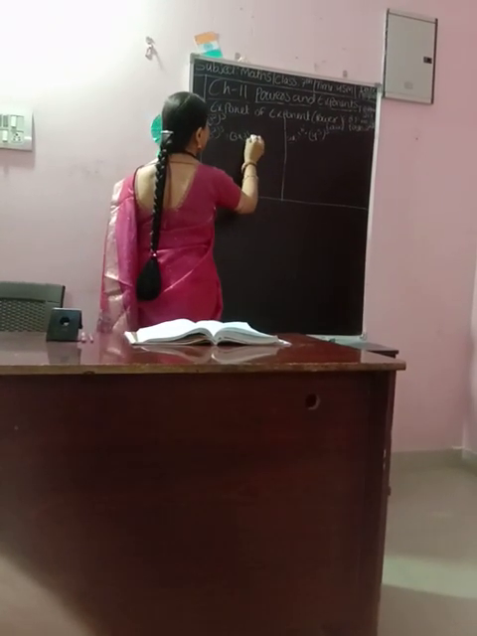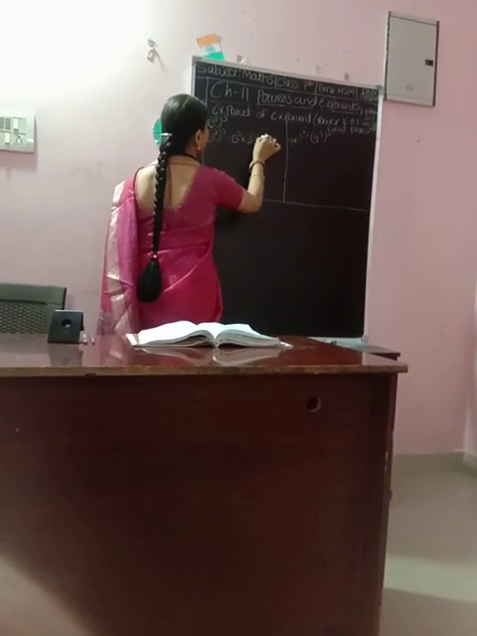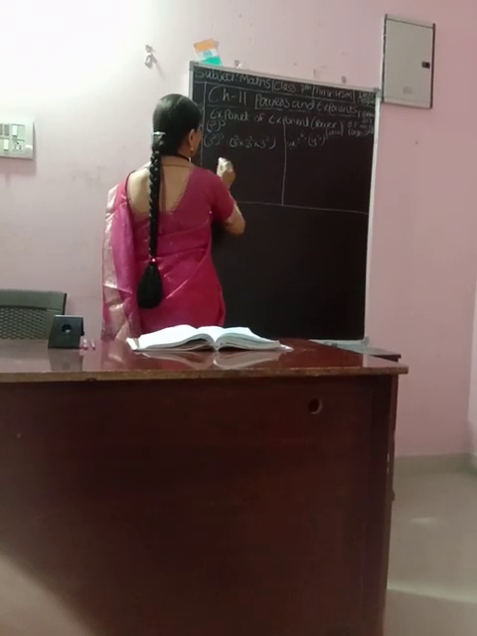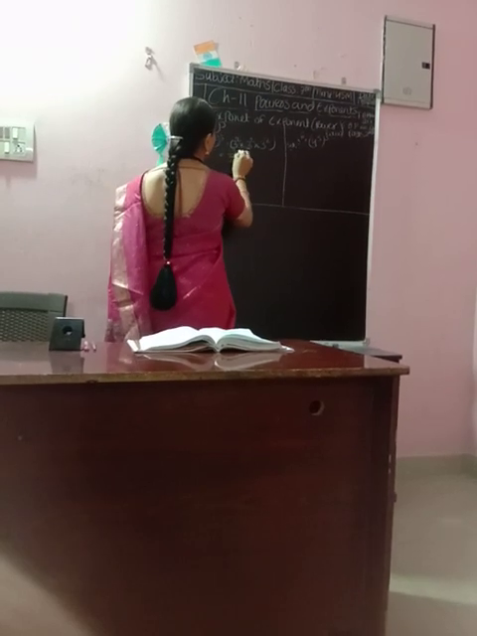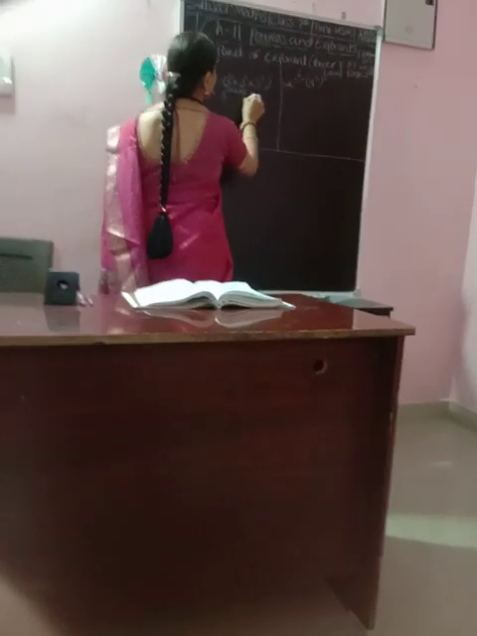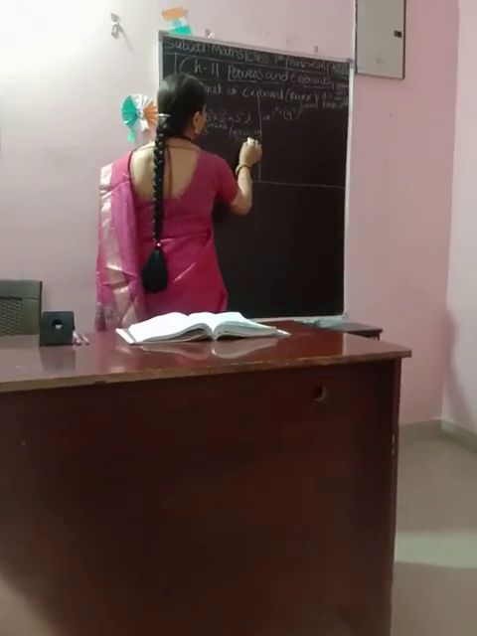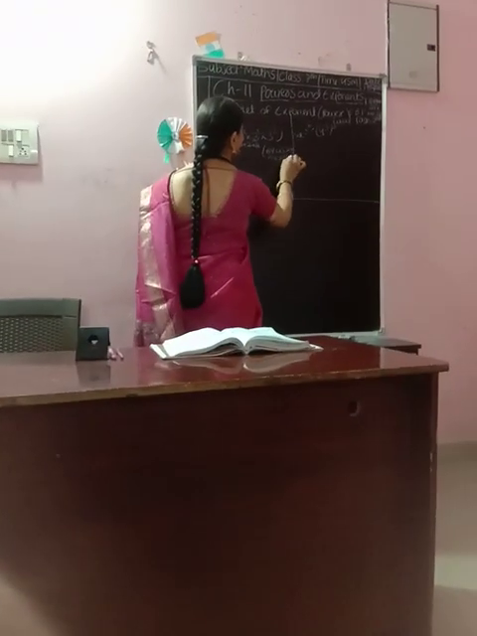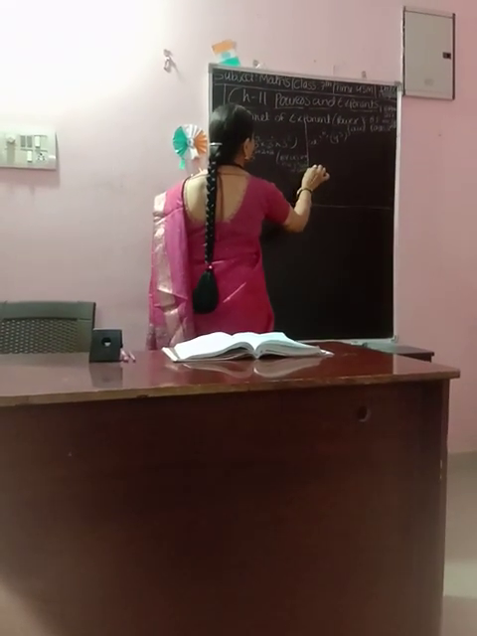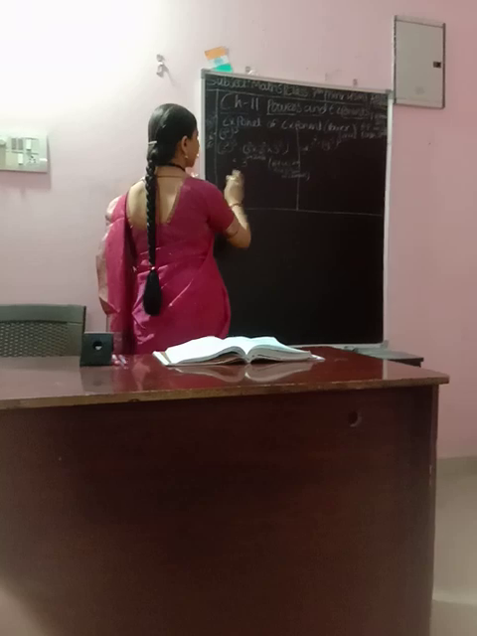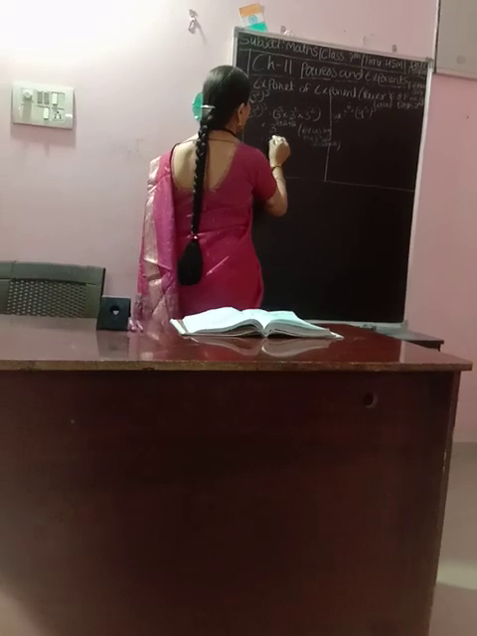Next, 3 squared into 3 squared into 3 squared, three times. So we get 3 to the power of 2 plus 2 plus 2, by using the first law of exponents. Okay, understood the concept? So 2 plus 2 plus 2 is 6.